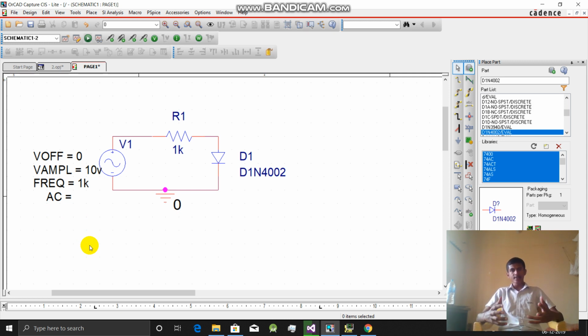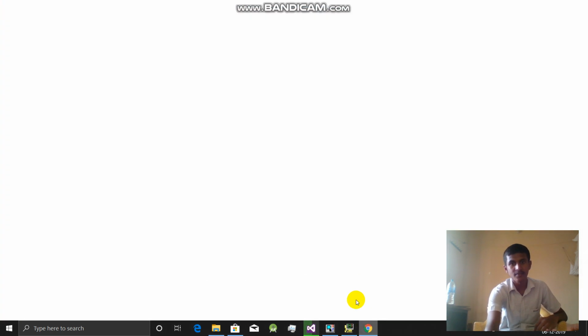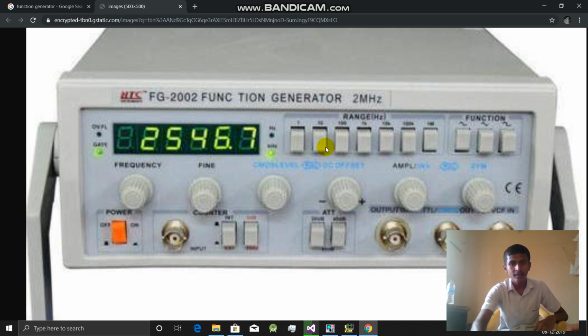So this is also a hardware experiment. While designing in the hardware, we need to use a function generator for creating our required waveforms. That means here we need to set the frequency and amplitude for those waveforms. This function generator looks like this. Just observe here. There is a range, and the total range is 2 megahertz. That means we can produce waveforms of frequency up to 2 megahertz.